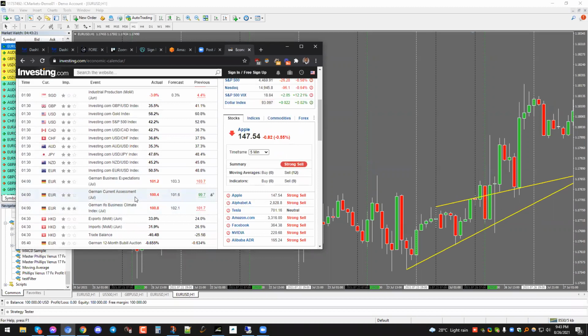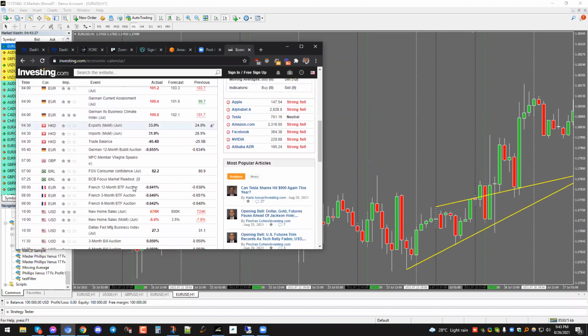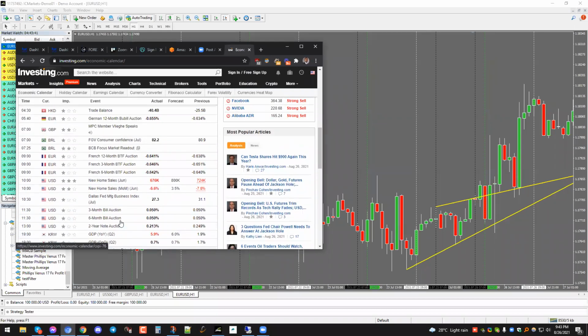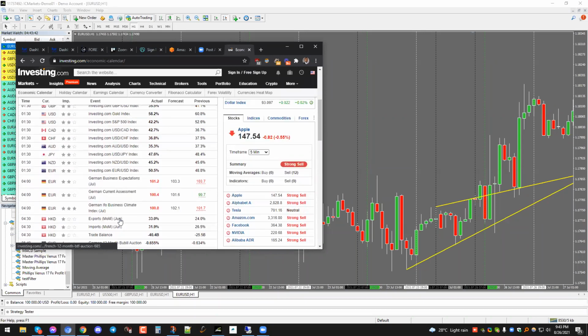Now, when I look at my economic calendar, I'm only looking at high impact news events, okay? So we have some high impact news events coming out of the European market. We have German business climate. We have new home sales from the US. What else we got? That's it basically for the Euro and US.